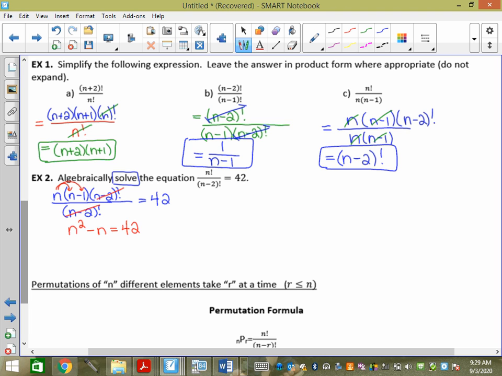Get everything to one side and set it equal to 0 every single time, right? With linear, you just try and move everything away from that variable. You just get it all by itself, right? When it's quadratic, when you have a squared and another variable, you have to get everything equal to 0. Or you can't solve. You just can't. So we have n squared minus n minus 42 equals 0. And I just subtracted 42 from both sides.